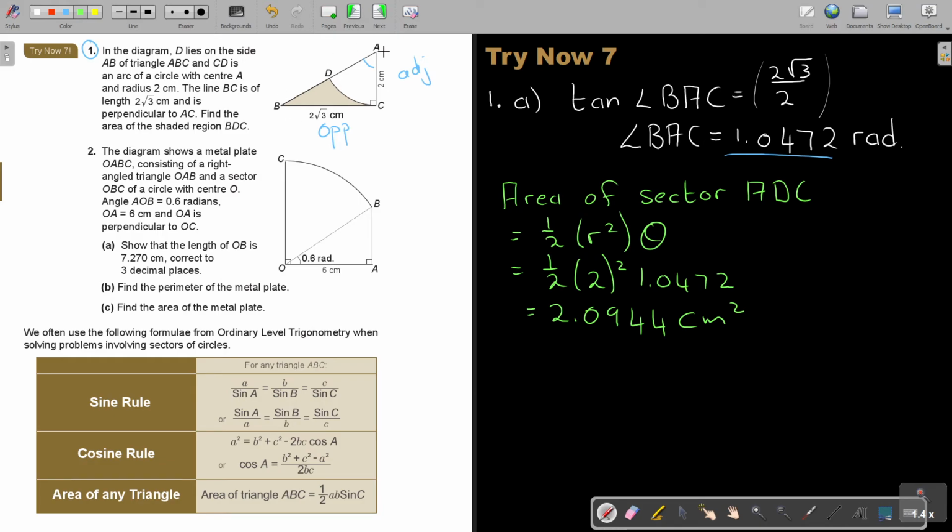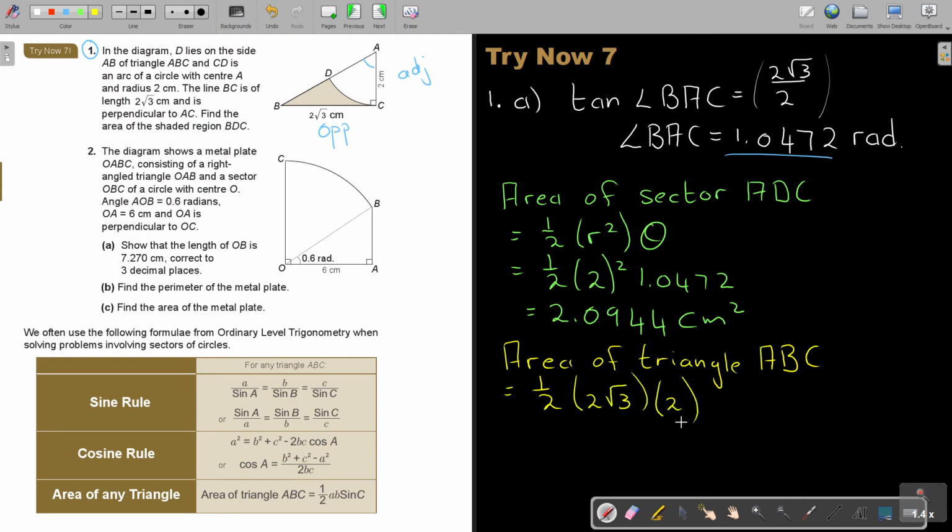And now I find the area, so let's make it another color, area of triangle ABC. And that is equal to a half, and this is going to be 2 root 3 and 2. And if I press that, so it's 0.5 times 2 times square root 3 times 2 equals, and that is going to be 3.4641, let's call it. Okay, and that's centimeters squared.